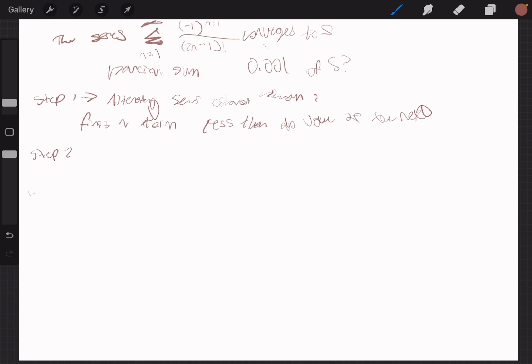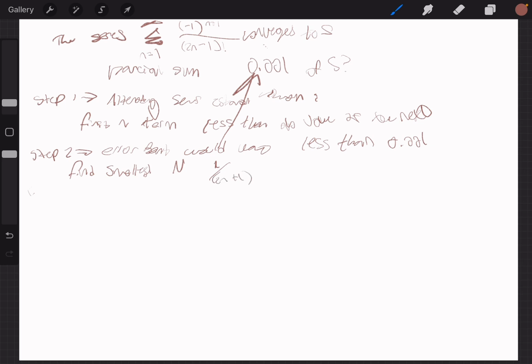So step 2, we would have to know where the error bound is, and that is when the error bound is going to be less than 0.001, which it says at the top up here. So we have to find the smallest n, which would be bound by 2n plus 1 factorial, less than 0.001. So that would prove it by finding the smallest n.